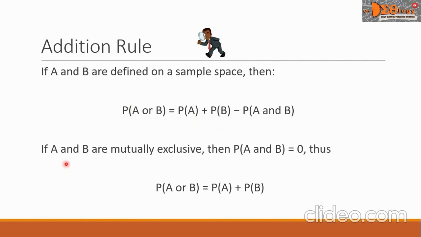Now, if A and B are mutually exclusive, it means there is no common with the A and B. Thus, the probability of A and B is 0. In our formula here, this portion here becomes 0. Thus, the formula will be simplified into this. The P of A or B equals P of A plus P of B.